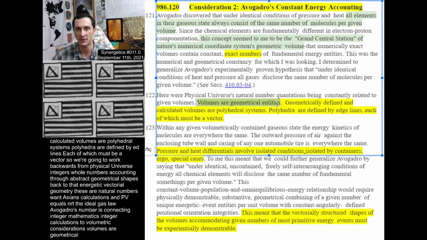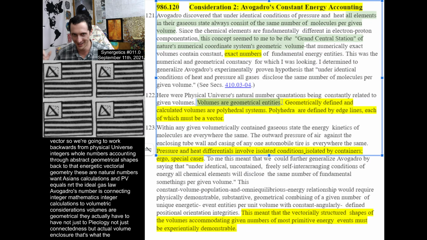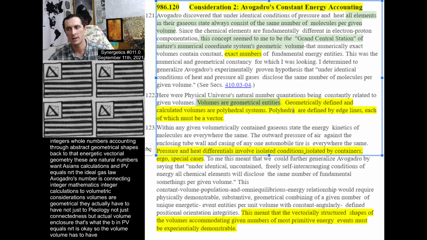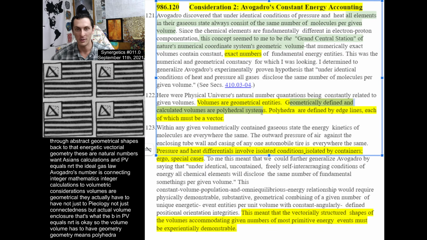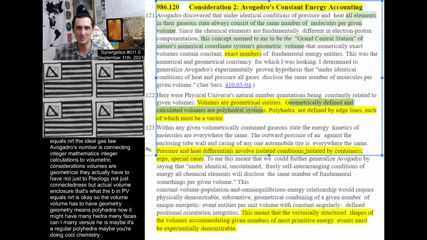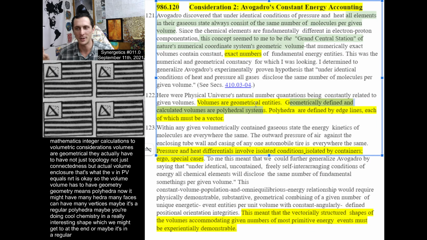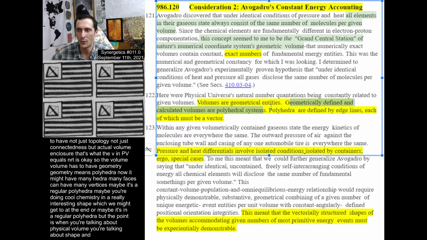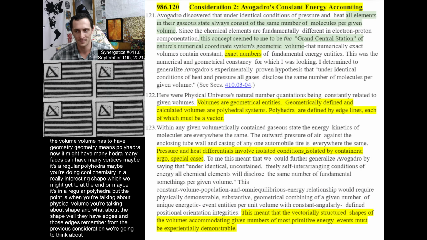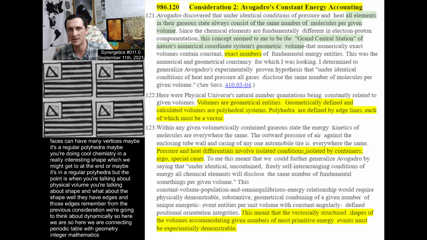Volumes are geometrical. They actually have to have not just topology, not just connectedness, but actual volume enclosure. That's what the V in PV equals nRT is. Okay, so we're talking about volume. Volume has to have geometry. Geometry means polyhedra. Now, it might have many hedra, many faces. It could have many vertices. Maybe it's a regular polyhedra. Maybe you're doing cool chemistry in a really interesting shape, which we might get to at the end. Or maybe it's an irregular polyhedra. But the point is, when you're talking about physical volume, you're talking about shape. And what about those shapes? Well, they have edges. And those edges, remember from the previous consideration, we're going to think about dynamically. So here we are connecting periodic table with geometry, integer mathematics, dynamic vectors.